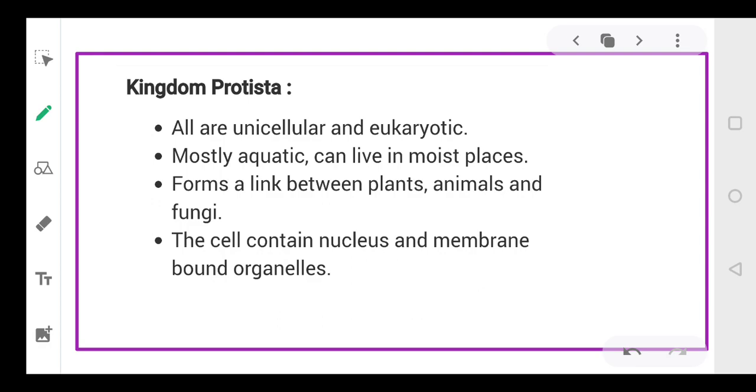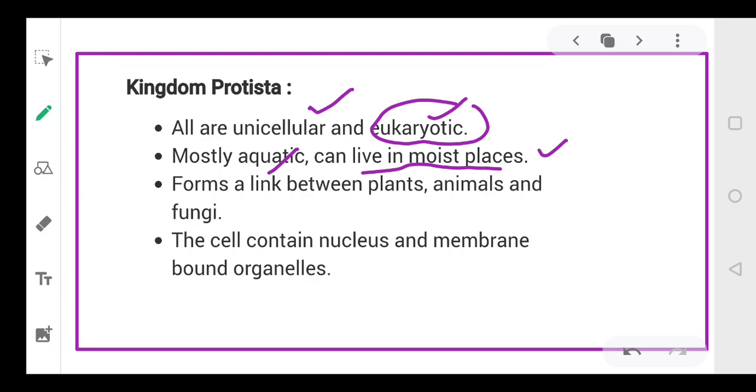In Protista, basically, all the organisms that have been included are unicellular and eukaryotic. Unicellular means they are made up of one cell, and eukaryotic means they basically show 4 features. They are true organisms, they have a true nucleus, chromosome number is more than 1, and all the cell organelles are present. And these organisms are mostly aquatic, meaning they are found in water or at places where moisture is present. So they are found at moist places.